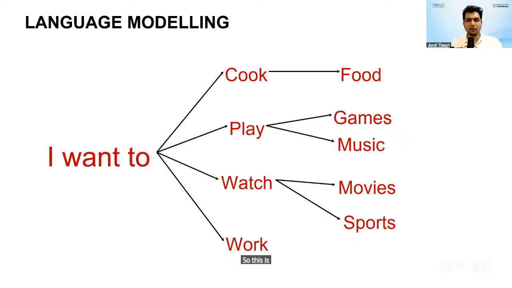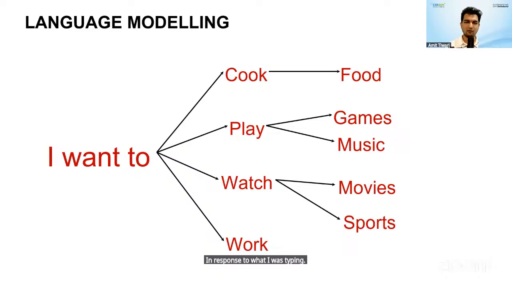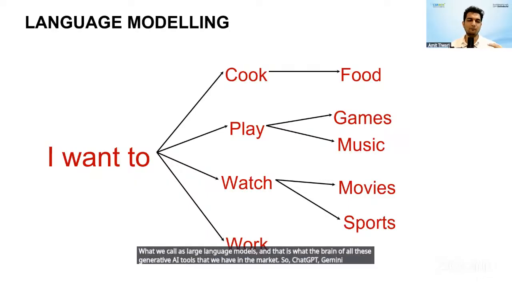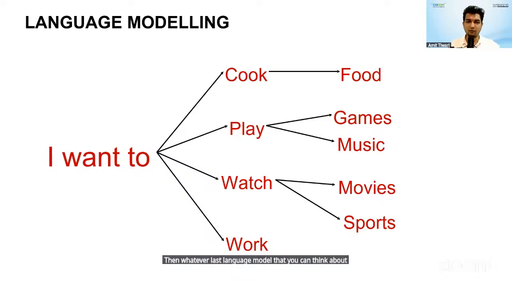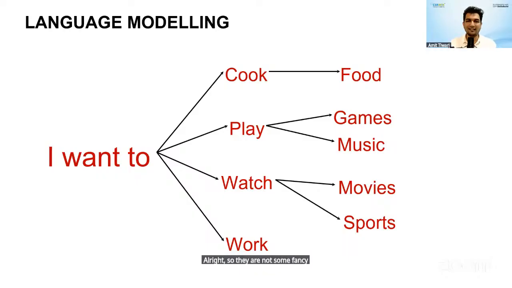So this is the language modeling that we are talking about, which was generating some text in response to what I was typing. And the bigger version of this language modeling is what we call large language models. That is the brain of all these generative AI tools that we have in the market. So ChatGPT, Gemini, Grok, Anthropic's Claude, whatever large language model you can think about, all of them use large language models to generate the text. All right, so they are not some fancy hi-fi tech that we have inherited from some alien civilization. It's just basic prediction of the next word in the sequence.